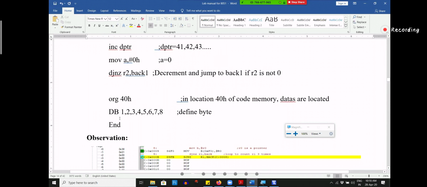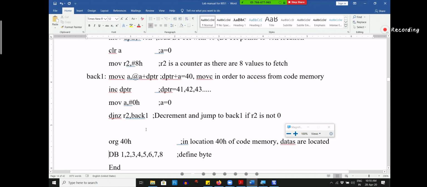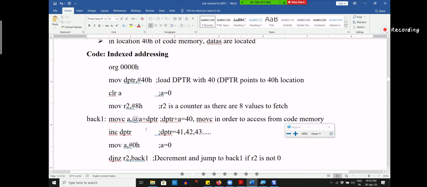You can even do it this way, don't be confused. Sometimes the program comes like that also. The same thing, it will be located, and it will be jumping back to that location. This feature is actually not there in earlier microprocessors. It is only available in 8051 and maybe 8052.